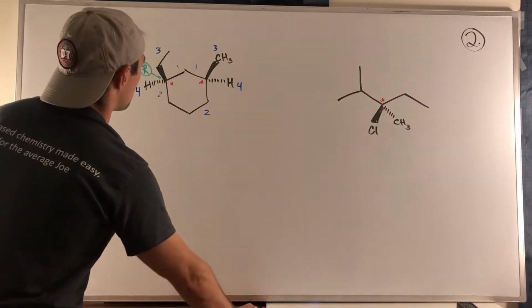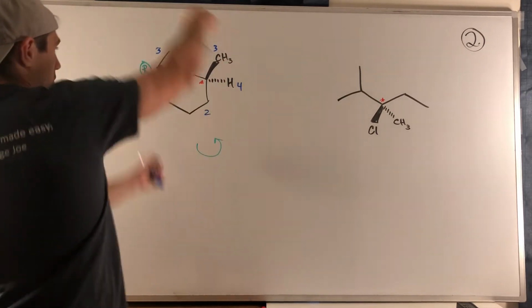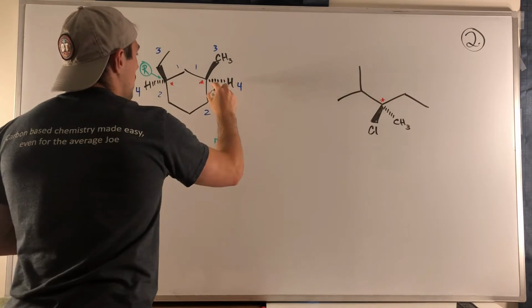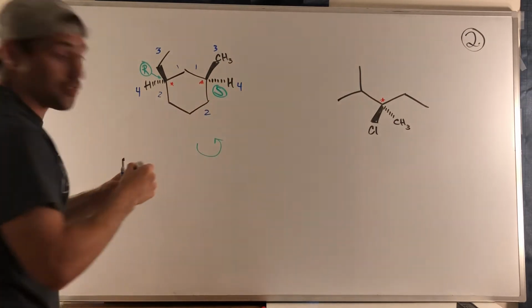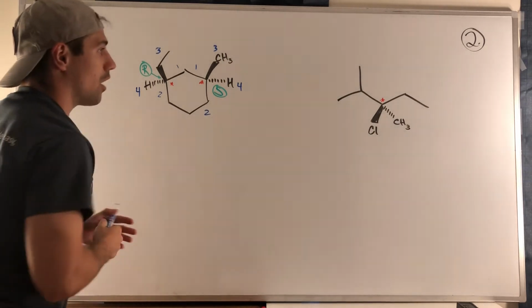So again, we bust out the molecular steering wheel. We know we're turning this way, and that is S. R for right, S for left. Okay, so that is how we got R and S over here.